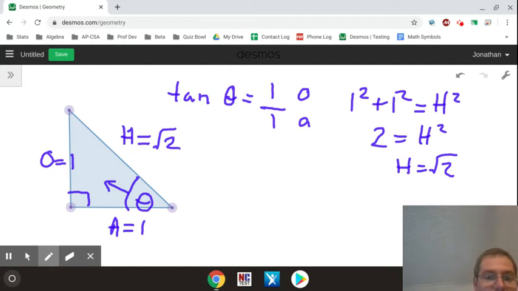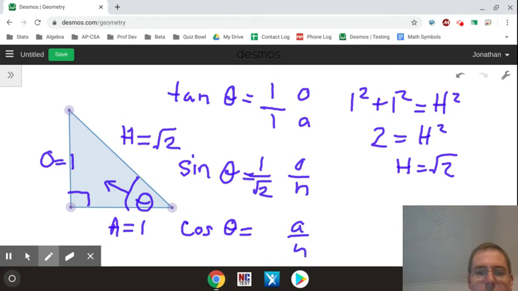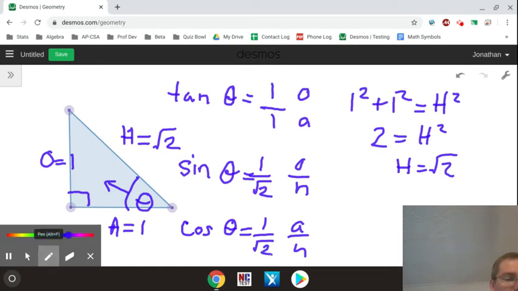I had a tangent. And the next thing I'm going to worry about is sine. So sine of theta should be opposite over hypotenuse. And in this case, I already know my opposite is 1. My hypotenuse is square root of 2. So sine would be 1 over square root of 2. We'll worry about rationalizing that in just a second. And then cosine is adjacent over hypotenuse. So adjacent over hypotenuse would be also 1 over the square root of 2, because the adjacent is also equal to 1. Now, that's my 3 basic trig functions.